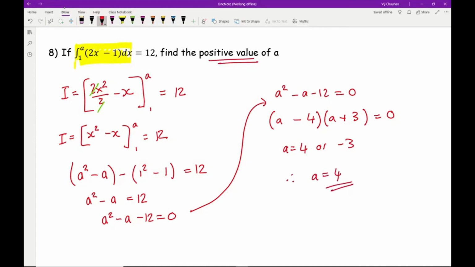Now the key thing with this is the number of steps that you make, and unfortunately there are no marks written on how many marks this question will be worth, but personally speaking, through my experience, I would say you would get 1 mark for correctly integrating, 1 mark for correctly substituting and making it equal to 12, 1 mark for recognizing that it's a quadratic equation and making it equal to 0, 1 mark for correctly solving that, and then 1 mark for writing and highlighting just the positive solution, which is a equals 4. If I left the answer as a equals 4 or a equals minus 3, I would lose a mark because they're only asking for the positive value.